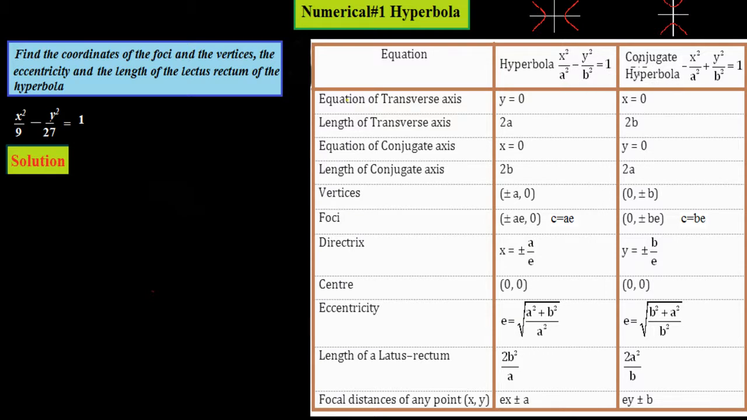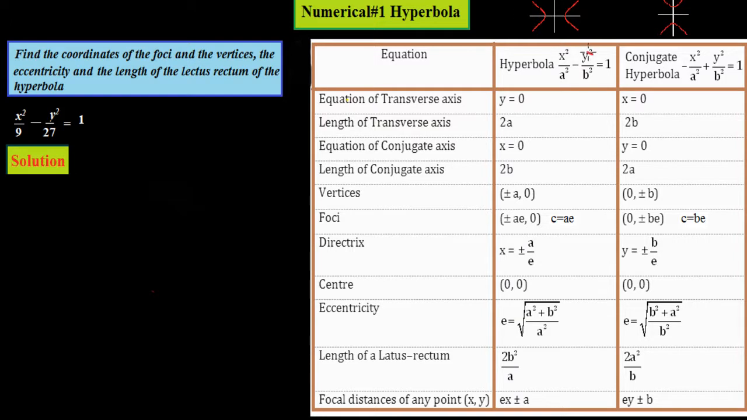The other one is the conjugate hyperbola. There, x square upon a square would be negative and y square over b square would be positive. If we compare both equations, the first type of equation has x square upon 9, which is positive. Here also x square over a square is positive. So this is the first type of equation we have here.